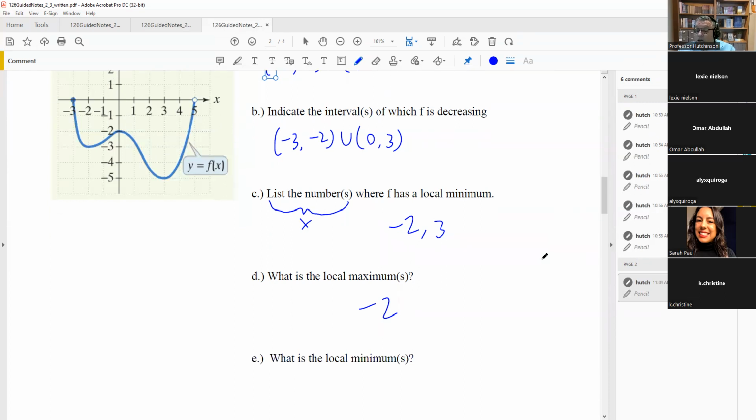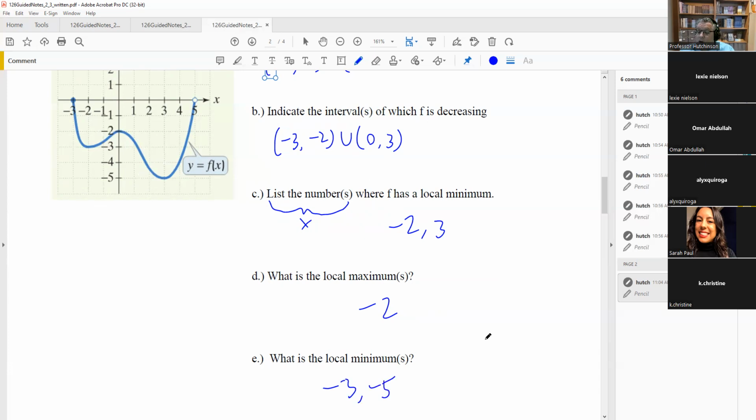Next it says, what is the local min? You might be thinking, isn't that the same thing that they just asked in part C? Well, it's the same points as part C, but because it doesn't have "list a number," it just says what is the local minimums. You want to indicate the y values at the local mins. The y values of each of these will be -3 and -5.